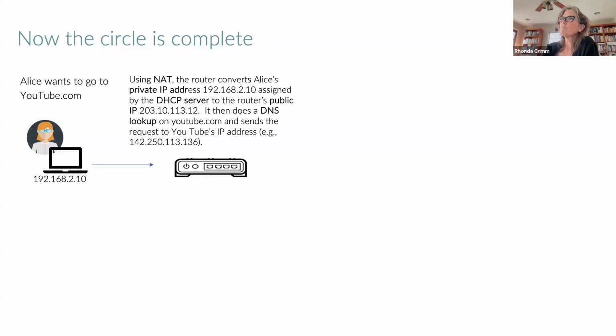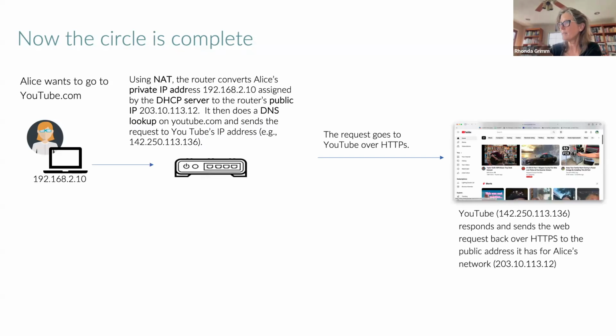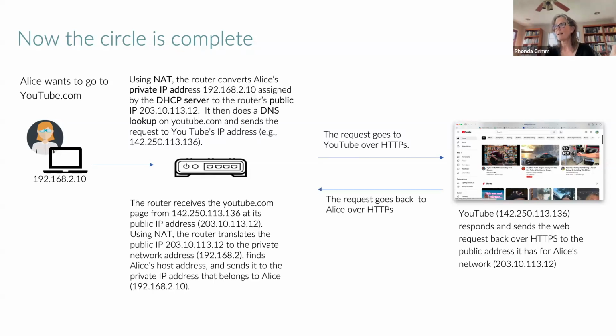Alice wants to go to YouTube, and using NAT, the router converts Alice's private IP address, 192.168.2.10, that's assigned by the DHCP server, to the router's public address, let's just say 203.10.113.12, then does a DNS lookup on YouTube and sends that request to YouTube's IP address. Request goes over HTTPS. YouTube says, got it. And it's going to send that request back over HTTPS to the public address it has for Alice's network.